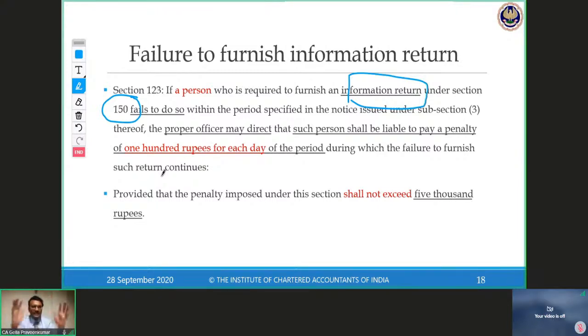That is what happens under section 150, where I, being an officer, a person in charge or proper officer, am talking from the officer's point of view. I, being a proper officer, will call for information from a person, the person who is required to give information. Now, if that fellow fails, who is that fellow? I'll explain a little bit later.